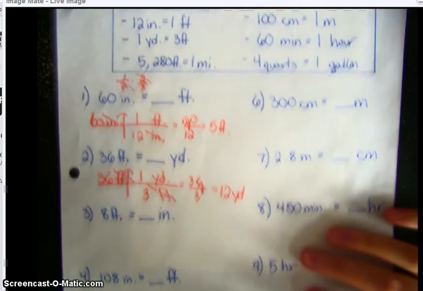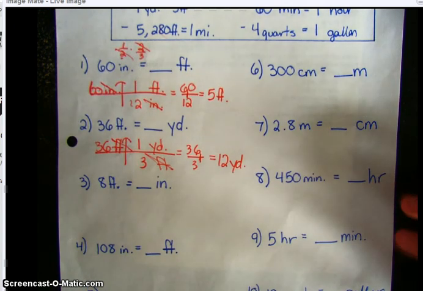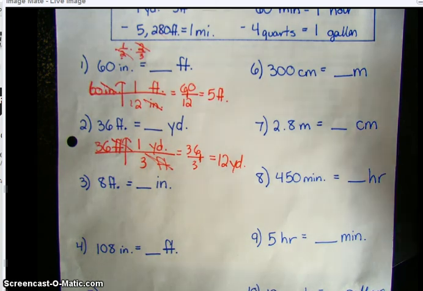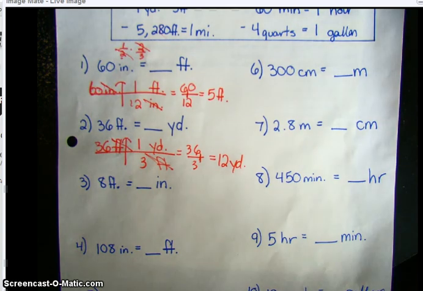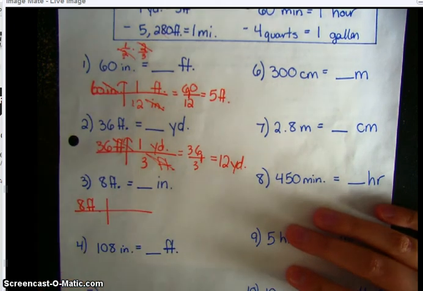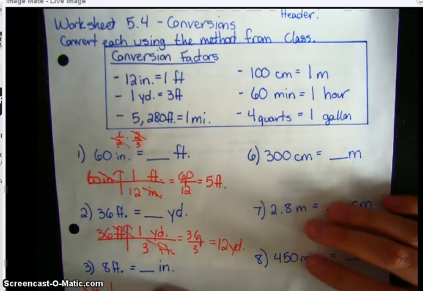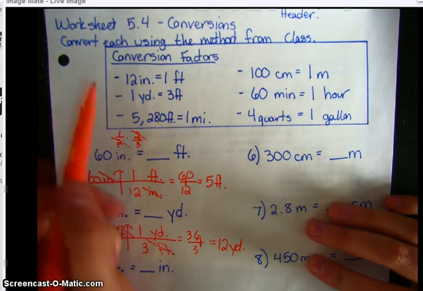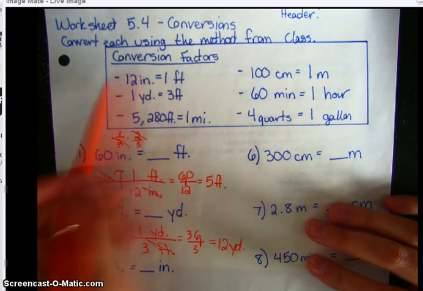Okay, well, let's try number 3. We have 8 feet equals blank inches, so we're taking big feet and converting them into small inches. We'll start with our t-table, 8 feet in the top left. Again, we have to choose our conversion factor. We're looking for feet and inches. Just like with number 1, we're going to use this one up here.